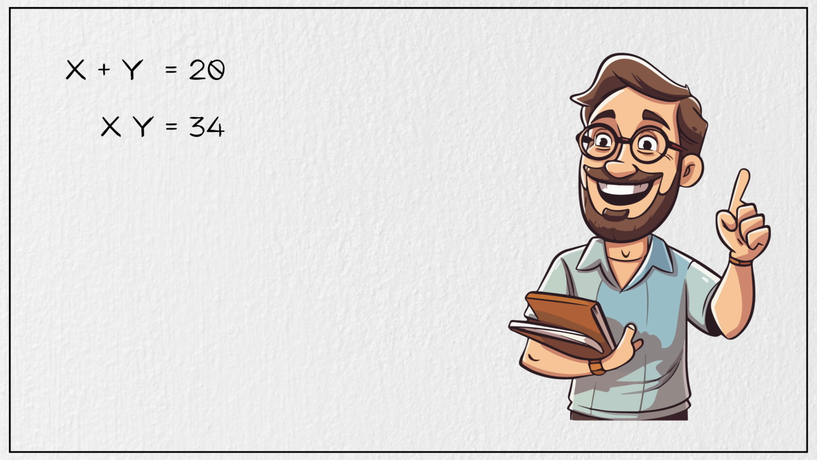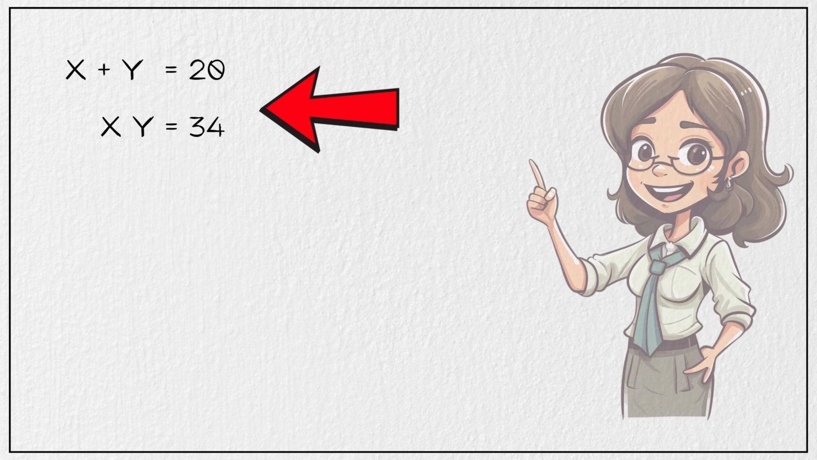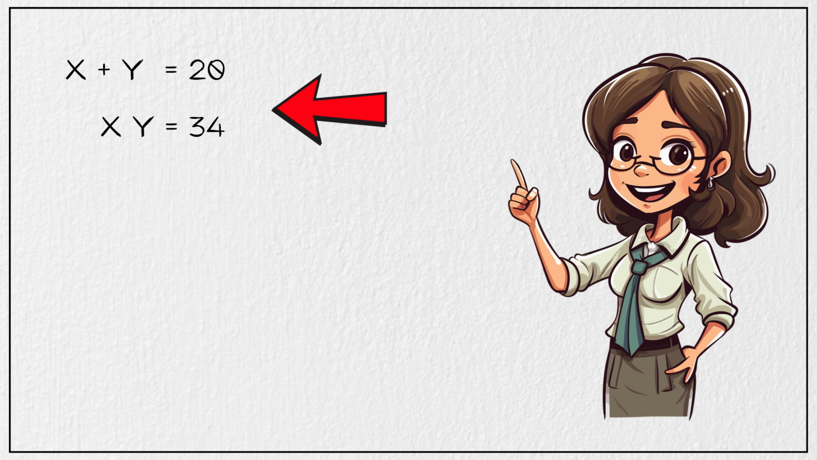We are given that x plus y is equal to 20, and x times y is equal to 34. And our goal is to find the values of x and y. Now, there are many ways to solve this type of problem.